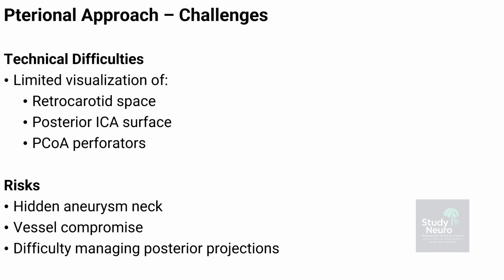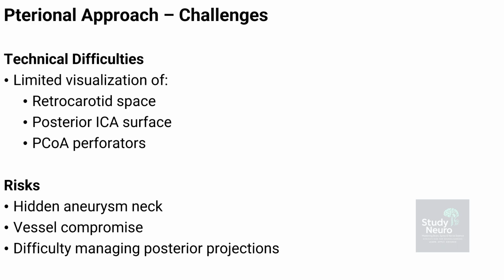The main difficulty lies in limited visualization of deep and posterior regions, especially the space behind the carotid artery, the posterior surface of the internal carotid artery, and the small perforating branches of the posterior communicating artery, which often sit hidden behind the aneurysm dome and adjacent neurovascular structures. Small blind zones matter here.